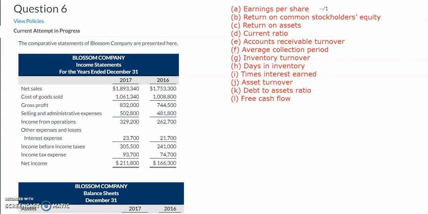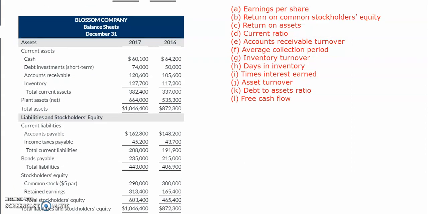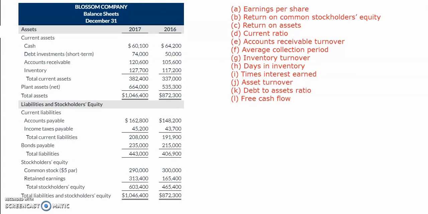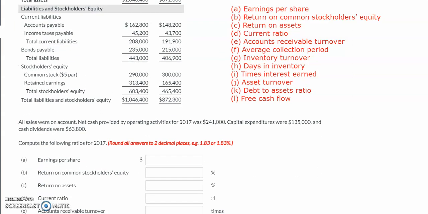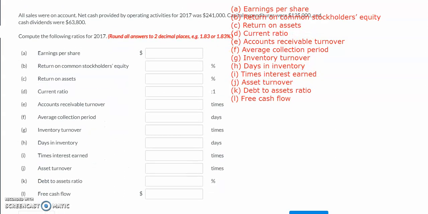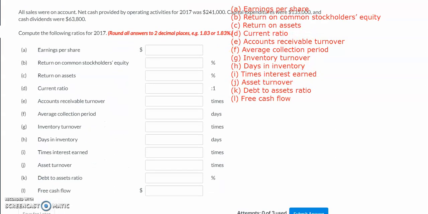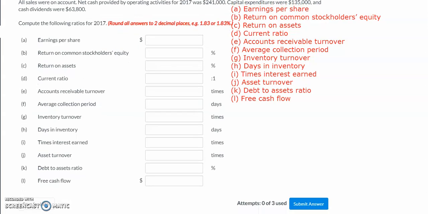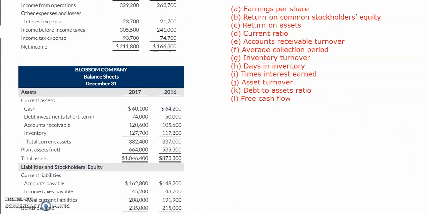So we have the income statement for 2017 and 2016, and we also have the balance sheet presenting the numbers for 2017 and 2016. And in this problem, we're being told that all sales were on account. We have the net cash provided by operating activities, the capital expenditures, and the cash dividends. And the ratios that we need to compute are listed. So we have A through L, all of these different ratios that we need to be computing using this data.